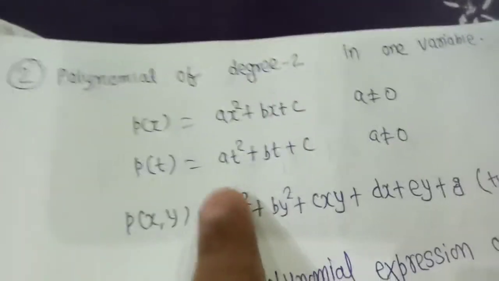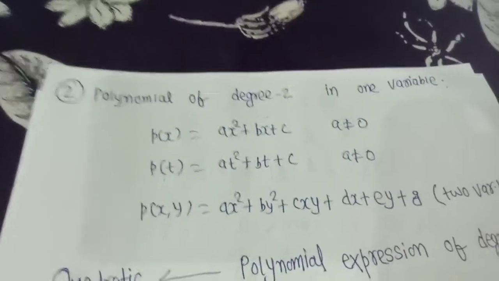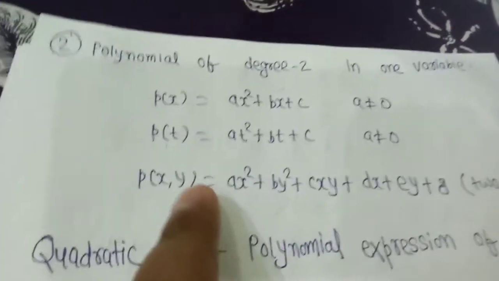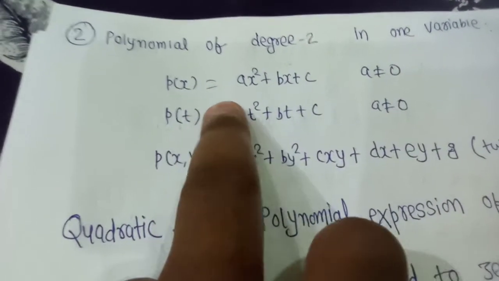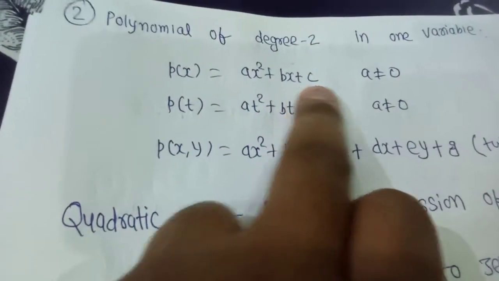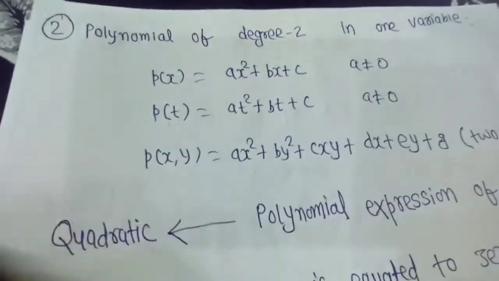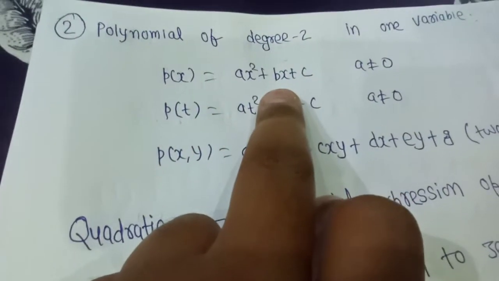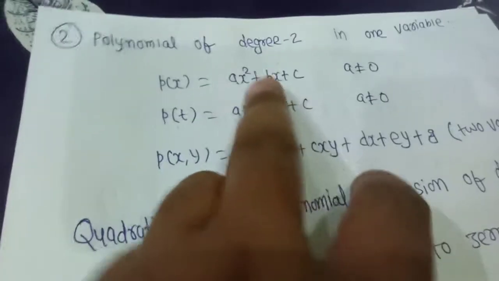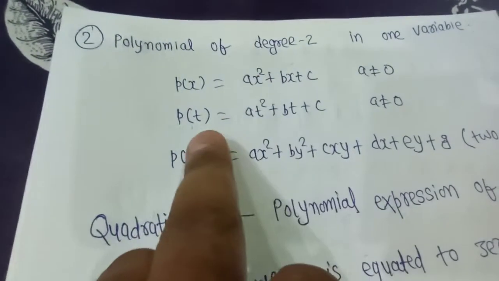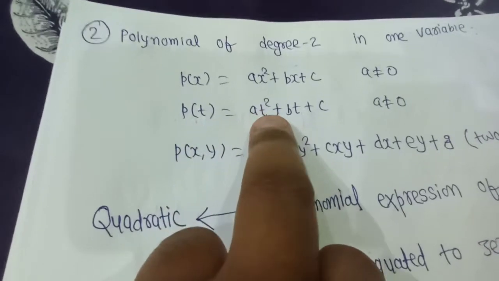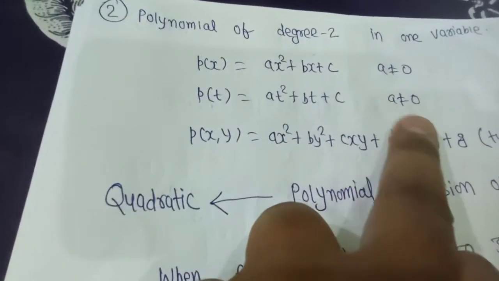So now come to quadratic polynomial of degree 2, in one variable. In general, this polynomial looks like p of x equals ax square plus bx plus c, where a is not equal to 0. In general, a polynomial of degree 2 looks like this. Here a should not be equal to 0, because if a equals 0, then this will become linear. Similarly, polynomial in t is at square plus bt plus c, where a should not be equal to 0.